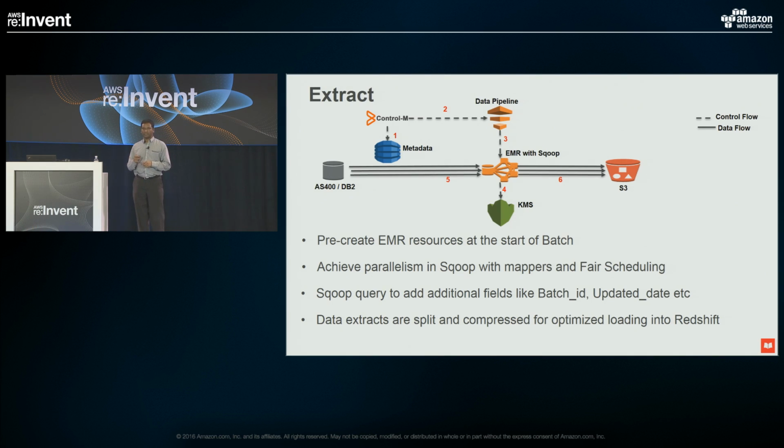In terms of orchestration, after the on-premises jobs are scheduled and run, Control-M kicks off the data pipeline process, which reads the metadata information of what workloads need to be started, whether they can run in parallel, and what things need to happen. This is all orchestrated using the data pipeline.